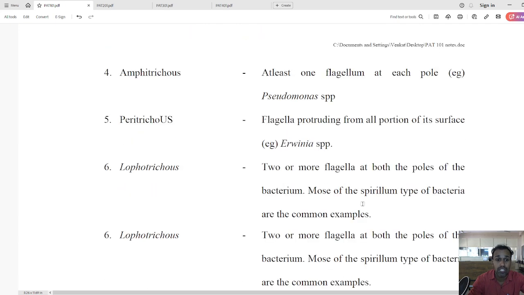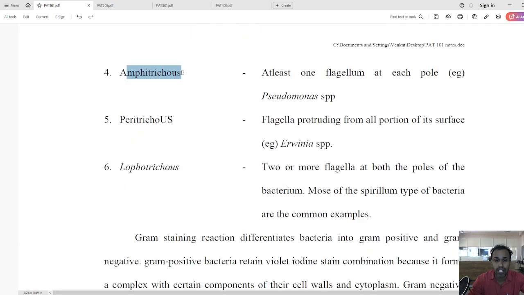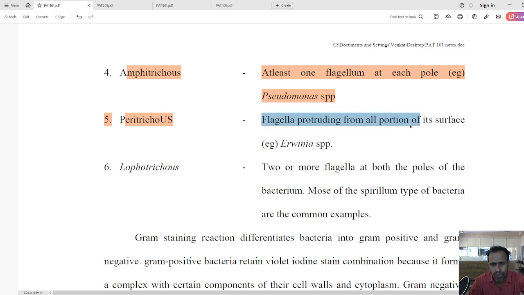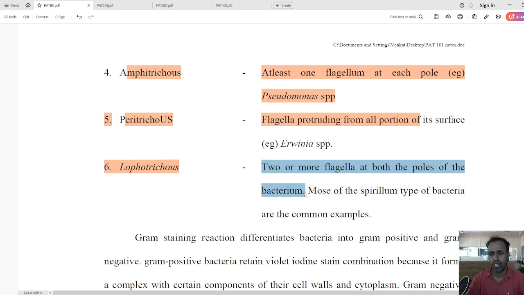Then coming to amphitrichous, they have at least one flagellum at each pole, Pseudomonas species. When it is peritrichous, flagella can be seen on any portion of the surface. Erwinia is the best example for peritrichous flagellation. Lophotrichous, if you consider, they have 2 or more flagella at both the poles of the bacteria. Okay, both the poles. So that is known as lophotrichous.